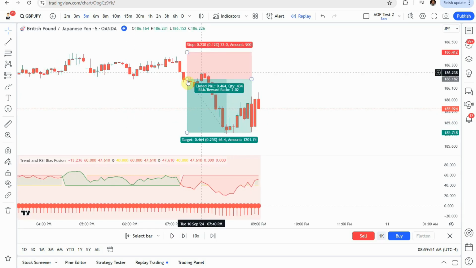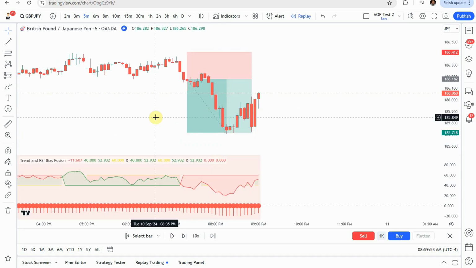And you see a really nice push to the downside, getting us to our take profit once again. Alright, so that puts us at the end of the testing right there.